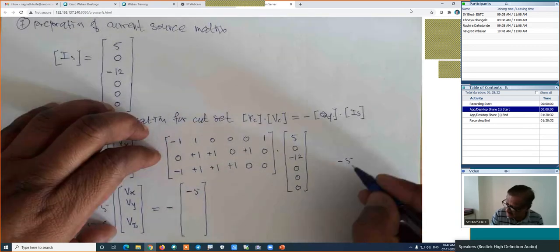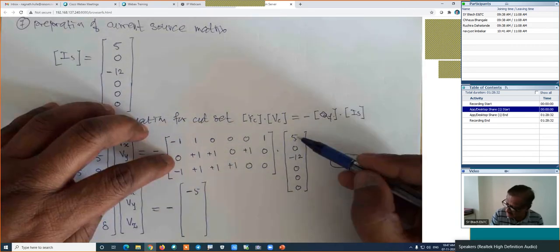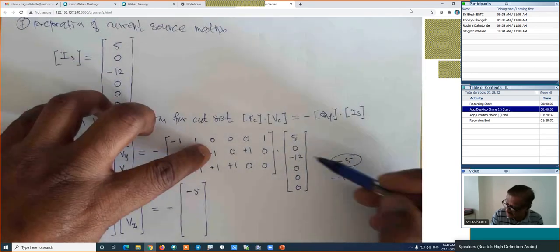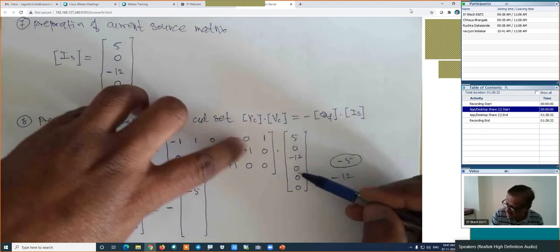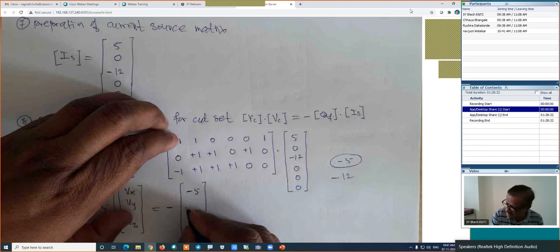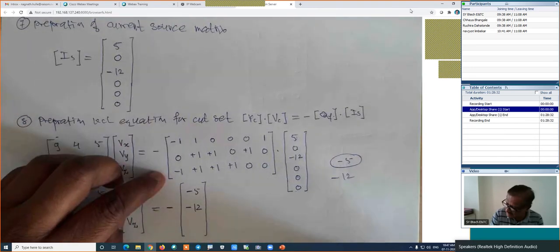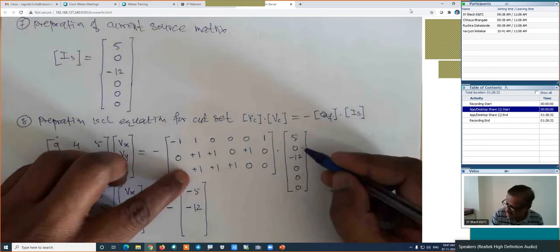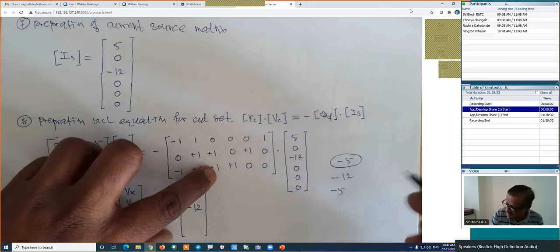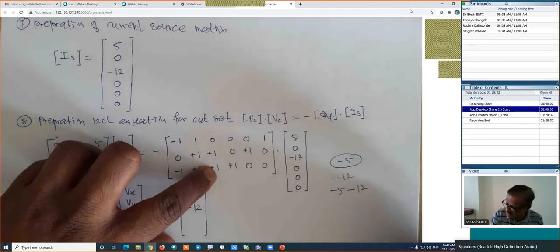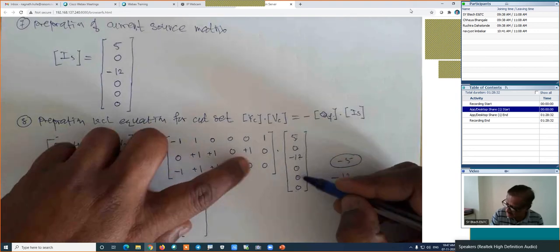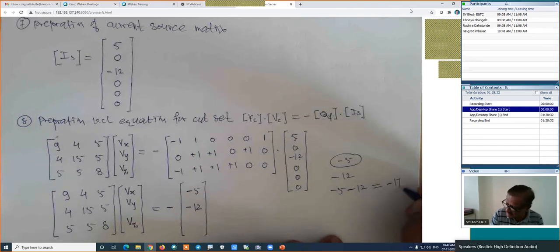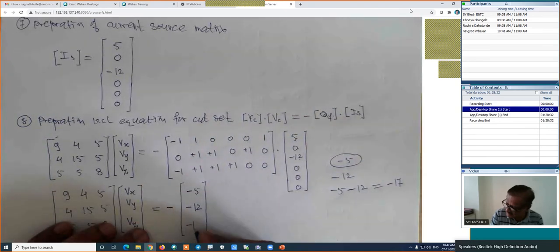Then for the second column, this is 0, this is 0, this is 1 into minus 12, which will be minus 12. Then this is 0, this is 0, this entry will be minus 12. Finally, for the last, minus 1 into minus 5 will be minus 5. Then 1 into 0 will be 0. Then minus 12. Minus 5 and minus 12 is minus 17. This value is minus 17.